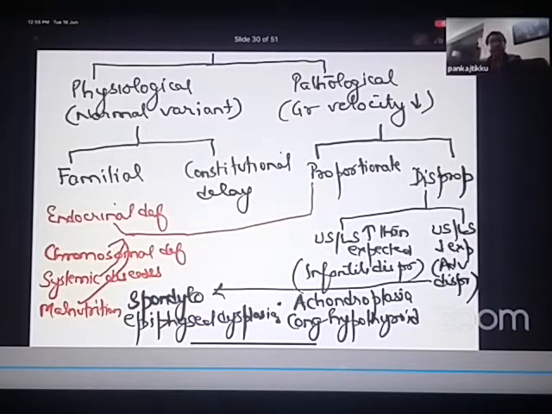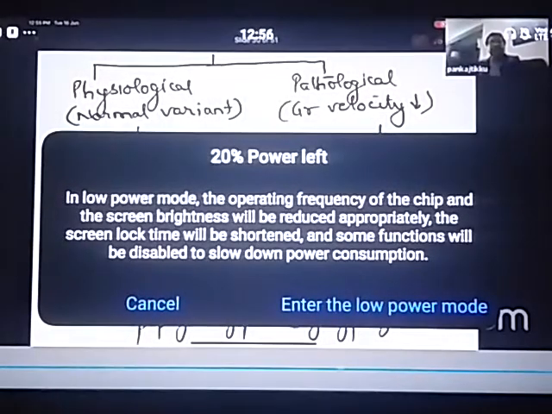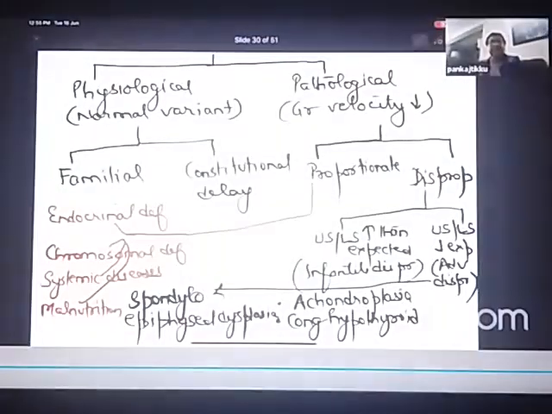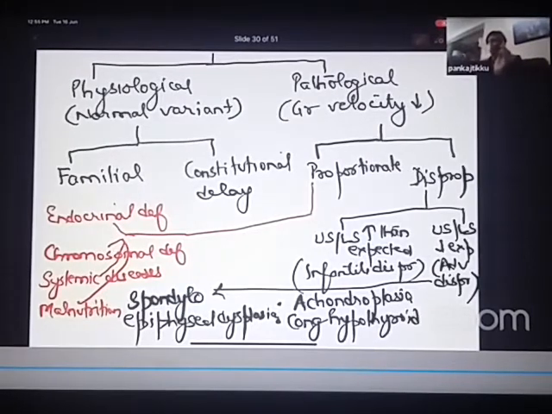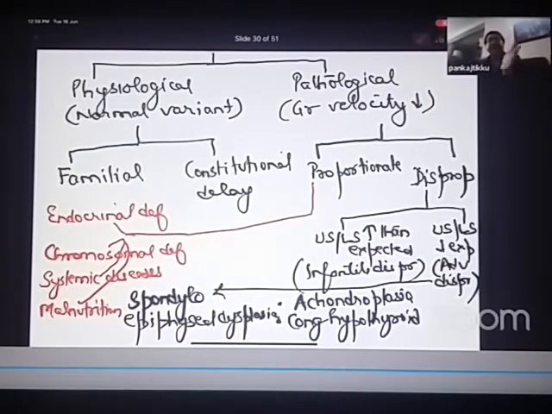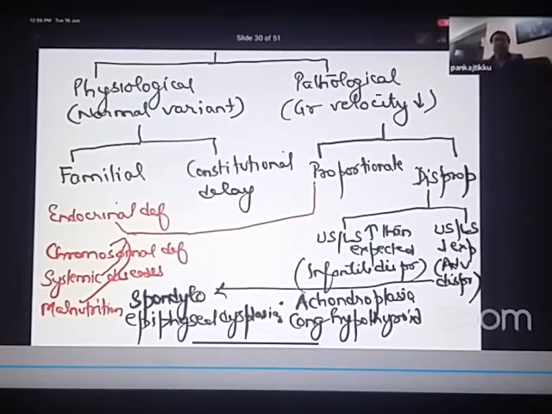It may be endocrinal disorders, it may be chromosomal disorders, it may be systemic disorders. The point is disorders, so they are always pathological. In physiological short stature, there is no underlying disorder. It is imprinted in the genes. But in pathological short stature, there are underlying causes, underlying disorders. Be it proportionate, be it disproportionate, there are underlying disorders. That is why we say these are pathological short stature.